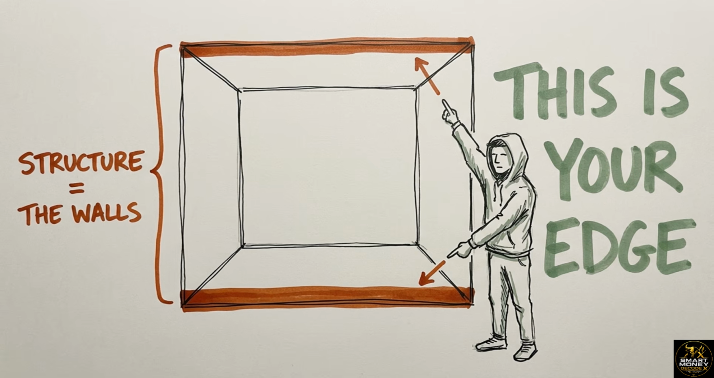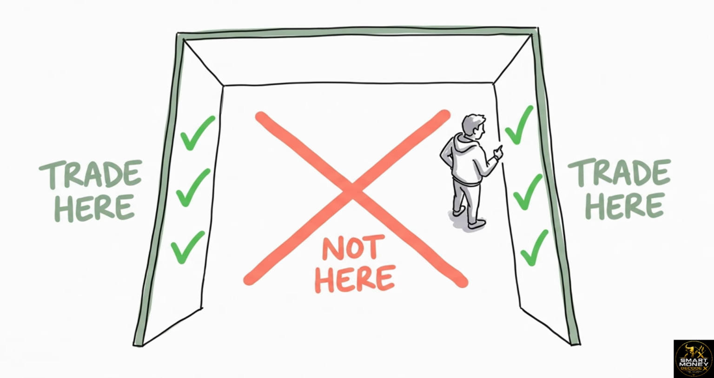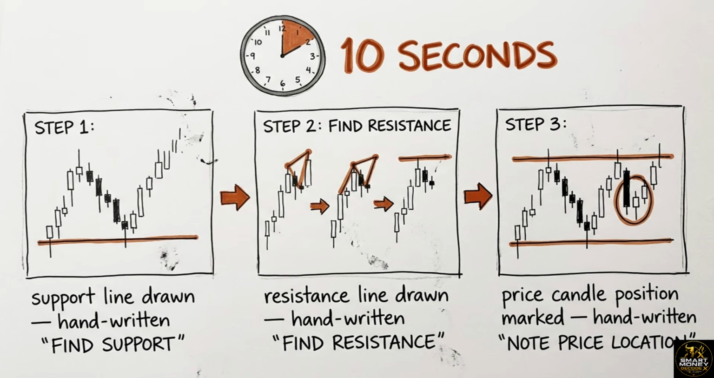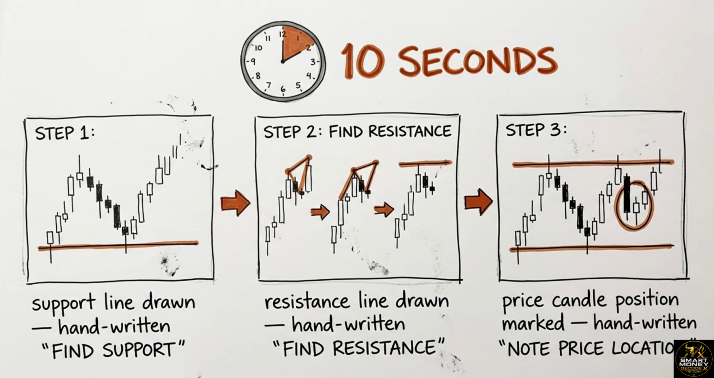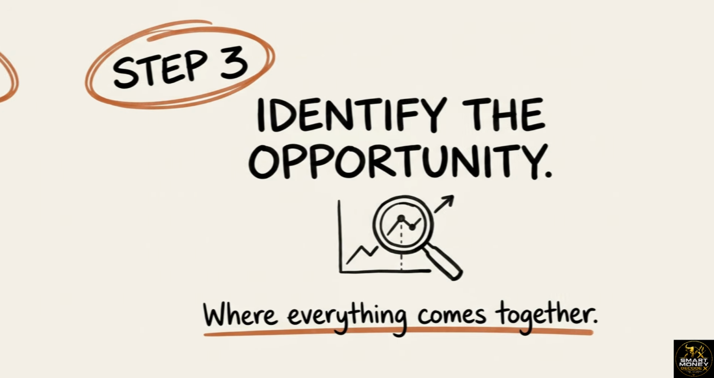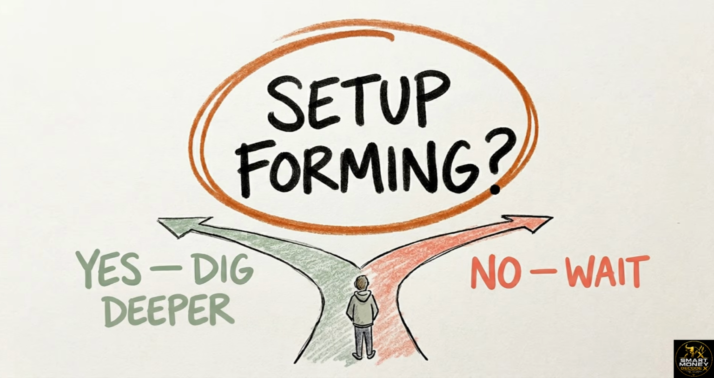Structure tells you where the edges of the room are. You only want to trade near the walls, not in the middle of the floor. This step takes 10 seconds. Find support, find resistance. Note where price is sitting right now. 10 seconds. Done. Step 3. Identify the opportunity. This is where everything comes together.